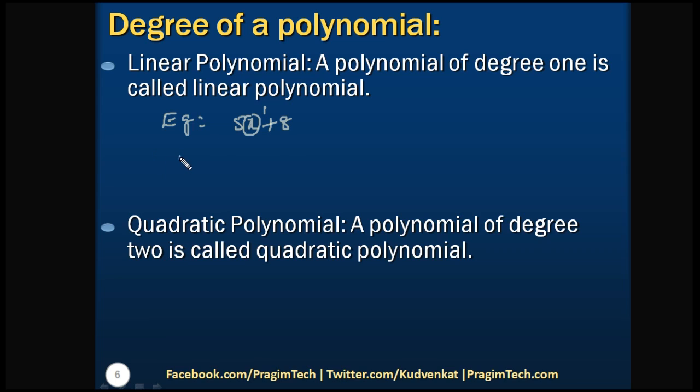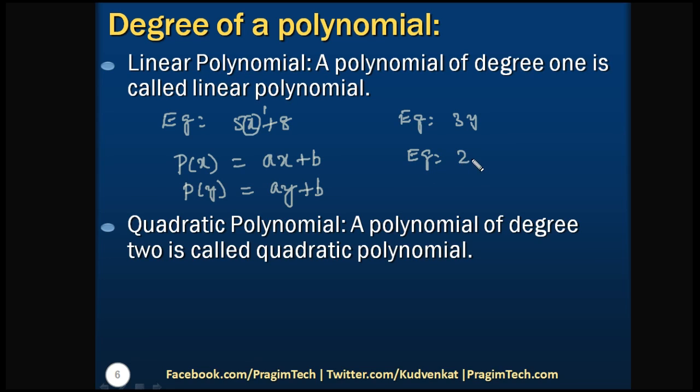The general representation of a linear polynomial, that is p of x, is represented as ax plus b, which is in terms of x. If I would like to represent in y, then p of y will be equal to ay plus b. Some more examples for linear polynomials are 3y, or 2x, or 3z. So from these examples we can say that a linear polynomial will have at most two terms if it is represented in terms of one variable.